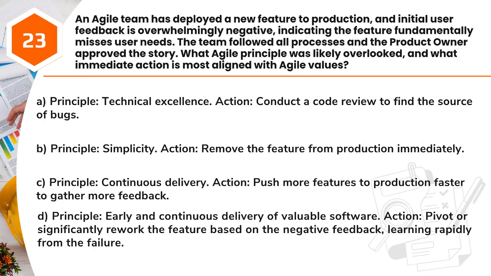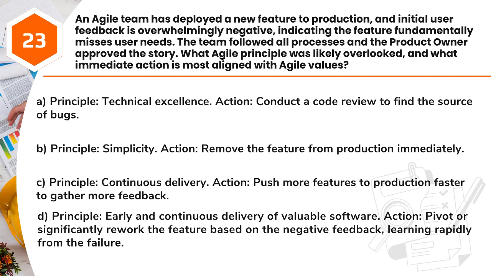Question 23. An Agile team has deployed a new feature to production, and initial user feedback is overwhelmingly negative, indicating the feature fundamentally misses user needs. The team followed all processes and the product owner approved the story. What Agile principle was likely overlooked, and what immediate action is most aligned with Agile values?